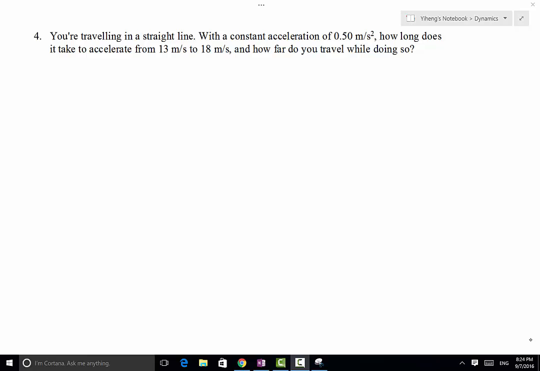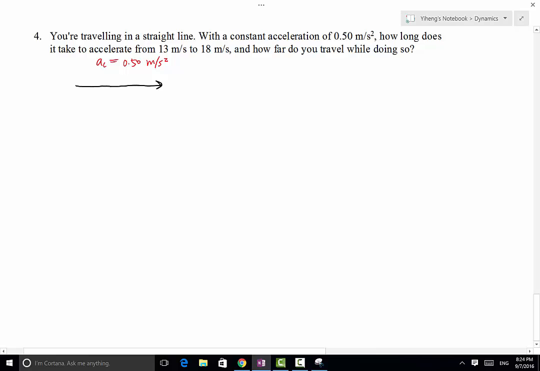In this problem, you are traveling in a straight line. So again, let's draw a sketch. Sketches always help. And you have a constant acceleration, and that acceleration is given to you, which is 0.5 meter per second squared.